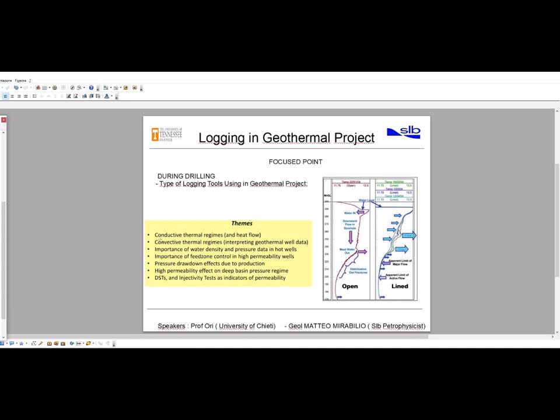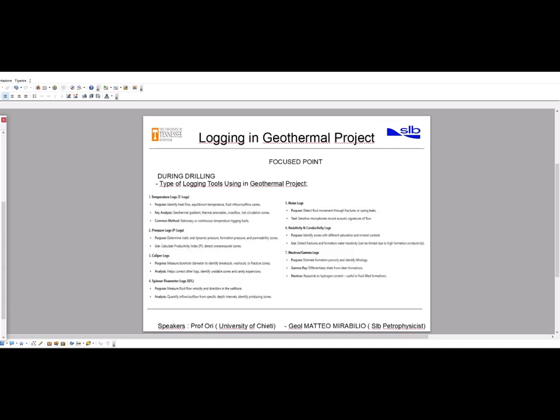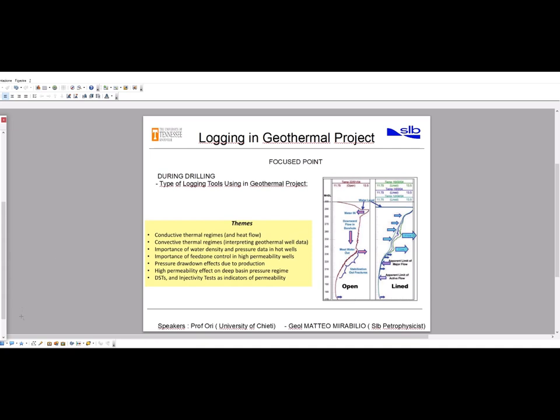study of conductive thermal regimes, heat and flow, convective thermal regime, importance of water density and pressure data in hot wells, importance of feed zone control in high permeability wells, pressure drawdown effects due to production, high permeability effects on deep basin pressure regime. So it's clear that understanding and studying this part is really essential to make the temperature and pressure logs in a geothermal reservoir project clear.